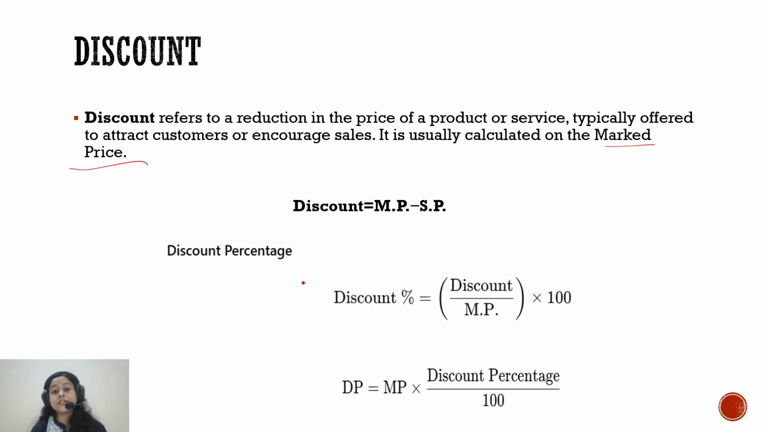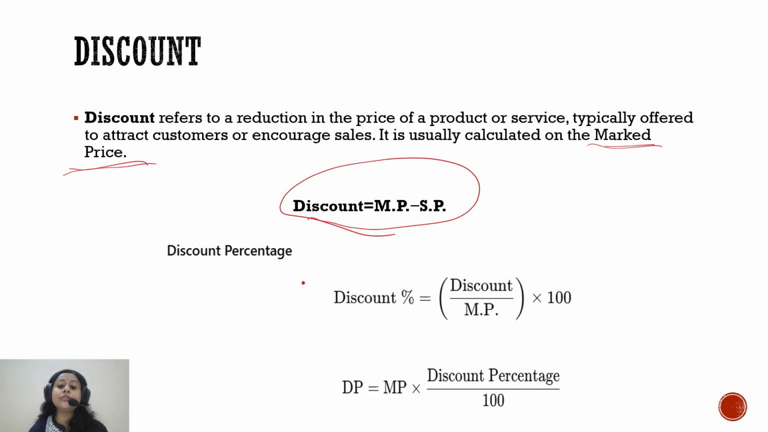They will not give you discount on the selling price, because if they further reduce their selling price, their profit percentage will be reduced. You have often seen on products that MRP, maximum retail price, is written, and sometimes discount is offered on it. Discount is nothing but a reduction in the price of a product or service, typically offered to attract customers. The basic objective of providing discount is to attract customers, and it is always provided on marked price but not selling price. And how can you calculate the discount amount?